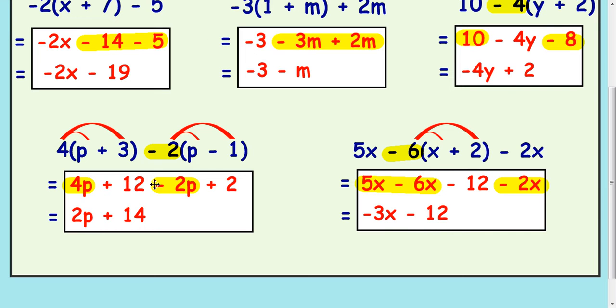The more you practice this, the better you'll get at it. Always remember the rules. A negative times a positive is a negative. Positive times a negative is a negative. The only time you get a plus is when you're multiplying two signs the same. So a negative times a negative, or a plus times a plus.